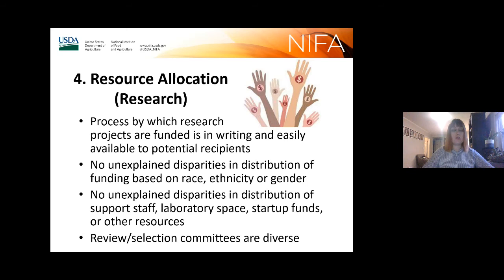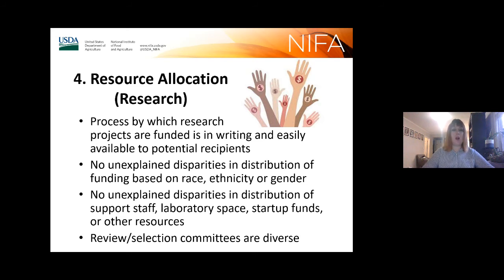So review areas 4 and 5, these were the review areas that were different from research to extension. But as you'll see, they have kind of similar ideas behind them. It's just different because of who your beneficiaries are of your programs. So review area 4 for research has to do with the resource allocation.